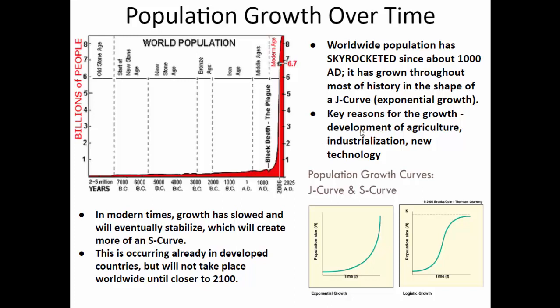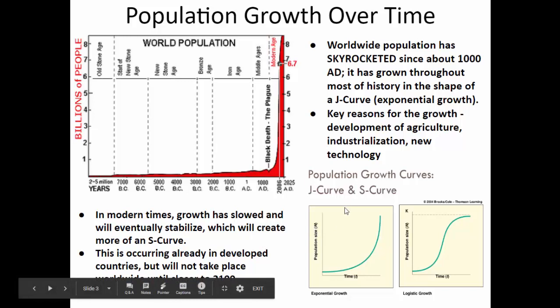New technologies as well make life easier, which means that we can have fewer children, right? We don't have to have as many kids in order to do work for a family. In addition to that, new technology in regards to contraceptives reduces the number of children that each woman is having. So the J-curve is historically how population has been depicted. In modern times, the growth is starting to slow, and it will eventually stabilize.